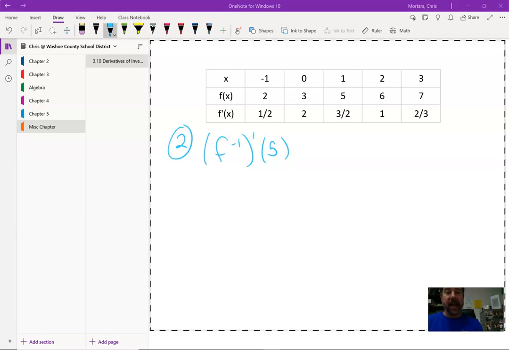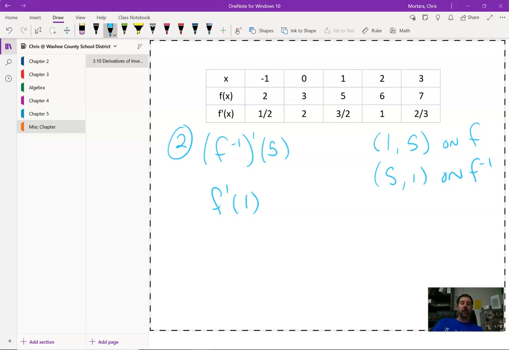So in this case, if I look at f, the output that's associated with it, we're doing this really at the point like, hey, 1, 5 on f, or the point 5, 1 on f inverse, all right? So I got to make this connection first. So I'm really looking here, because 5 is the output, I really want to find f prime of 1. I want to find the derivative at 1, okay? And so f prime of 1, if I look at my table, is 3 halves.